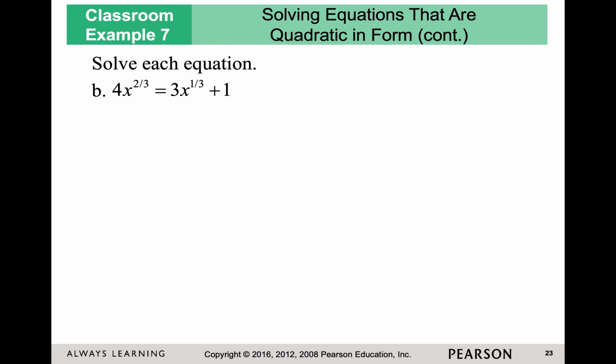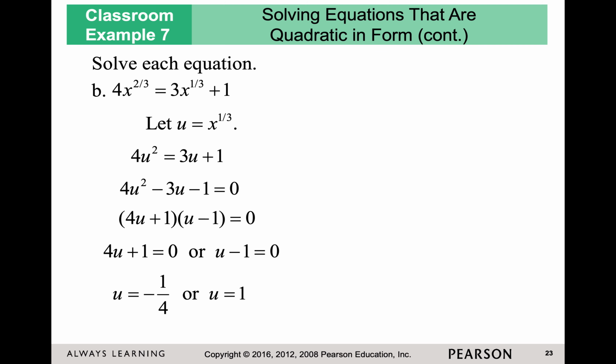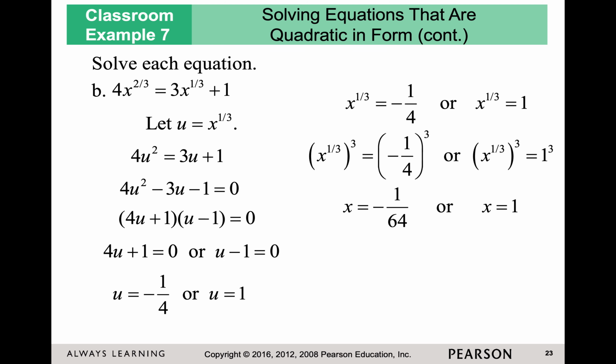Same thing here. I need to get everybody to the left first, and then that middle term is going to tell me what my u is. Once I have that, I've got it in standard quadratic form. I can factor, I can complete the square, I can do the quadratic formula, and I get my value for u. Then I have to go back and say, well, u wasn't x, it was x to the 1/3. So to solve x to the 1/3, you're going to cube both sides. So I'm going to get negative 1 over 64 and 1. I'm going to plug them back in, and they both work.